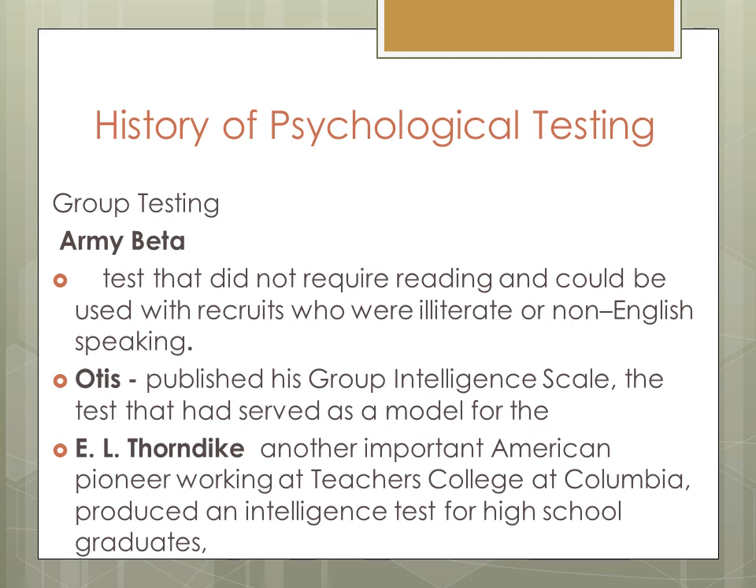And then we have E.L. Thorndike, another important American pioneer working at Teachers College at Columbia, who produced an intelligence test for high school graduates. So Thorndike was known for the intelligence test for high school graduates. All right. So that would be probably the second part of the history of psychological testing.